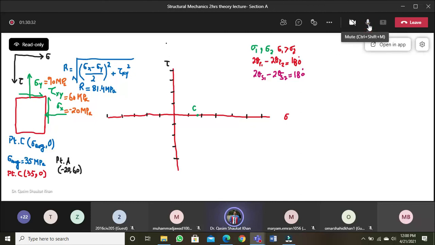Is this point clear? Yes, sir. Next I need to locate my point A. In the reference point A, please note down that sigma x is minus 20 megapascal and tau xy is 60. Minus normal stress is on the left side, so this is minus 20. Shear stress is positive downwards: 20, 40, 60. So my point A will be here.